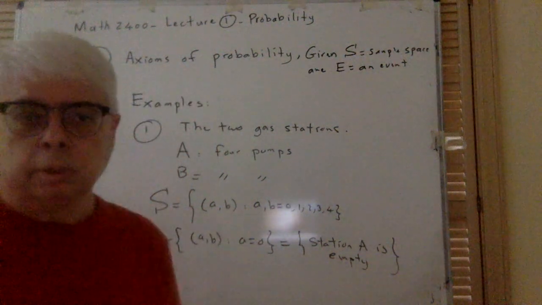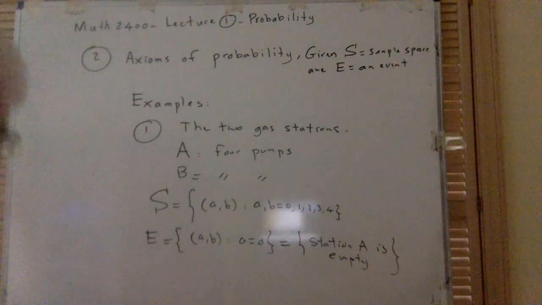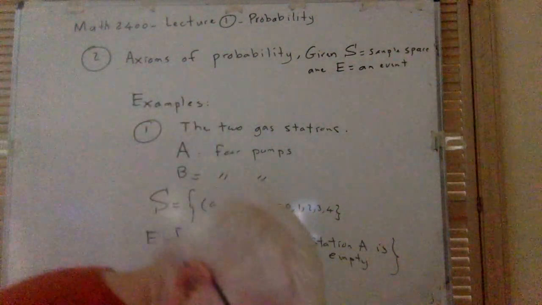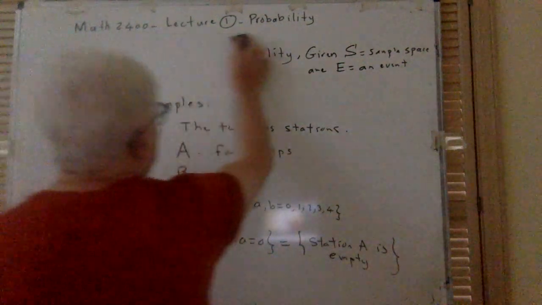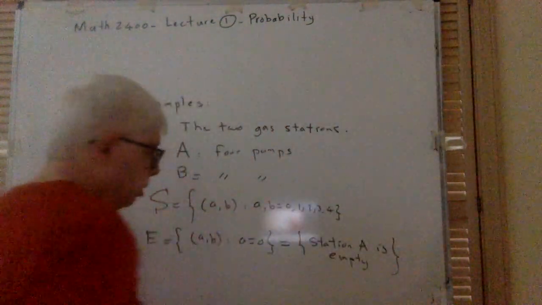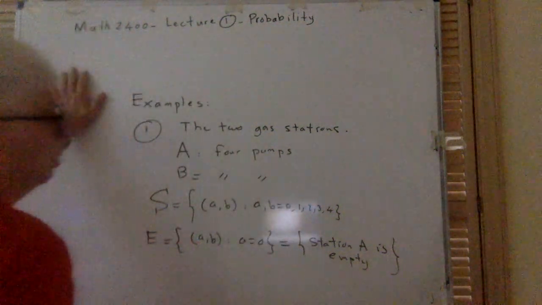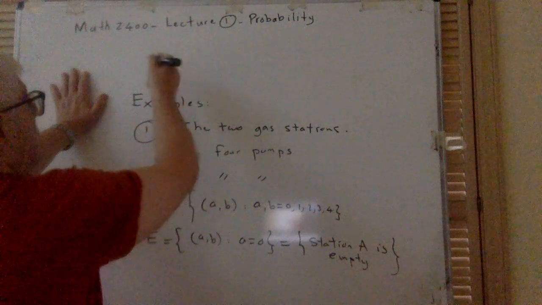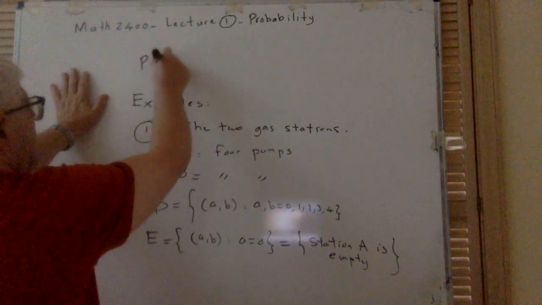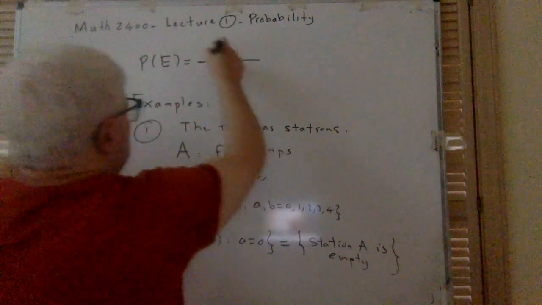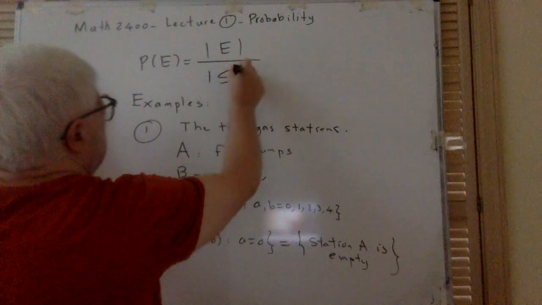So that's an event, right? That gas station A is empty. So let's just do some counting here. In fact, most probabilities are found this way when we have what we call discrete probability. So P of this E is what? P of this E is the number of elements in E divided by the number of elements in S.